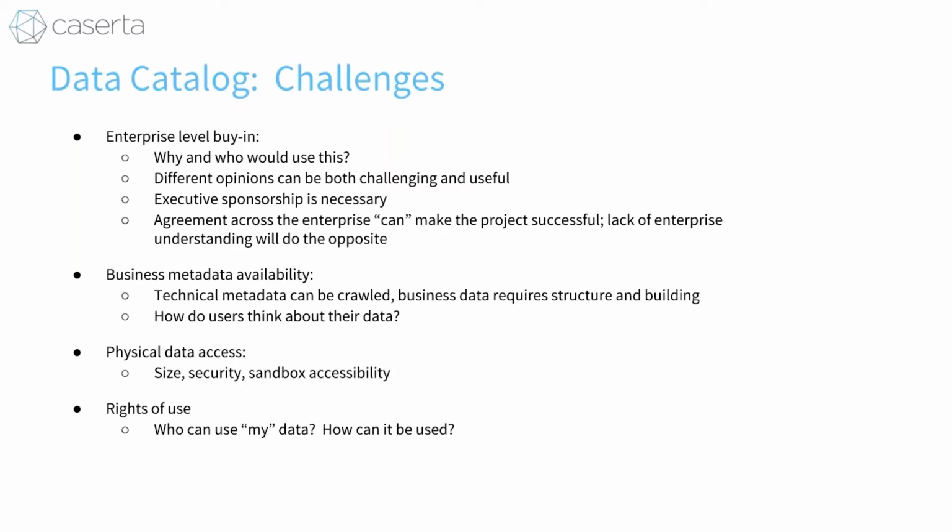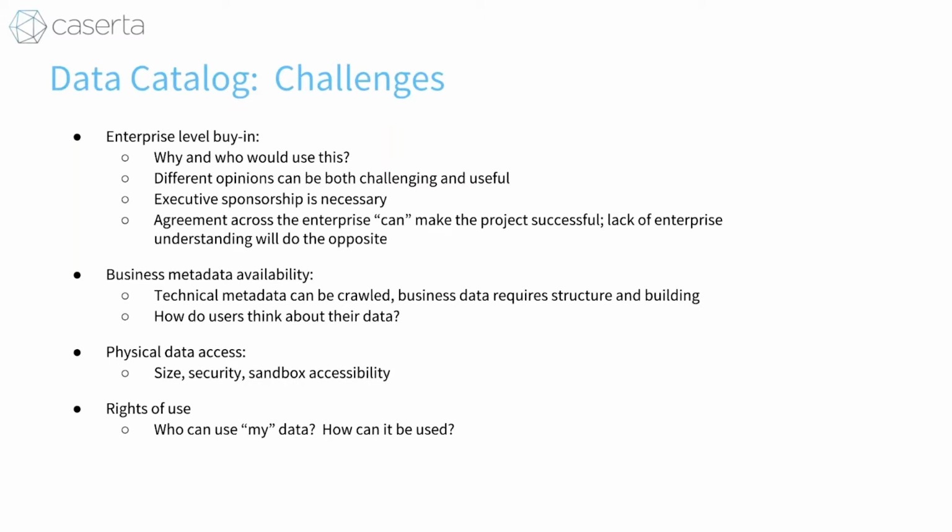Thinking about the business metadata that might be available in the environment, how that might be crawled and where it is requires structure and building. How users think about their data will help you consider how taxonomies might be built to describe that data. Things such as sector or geography being applied to data can help users when they're searching through a catalog to find what they're looking for.